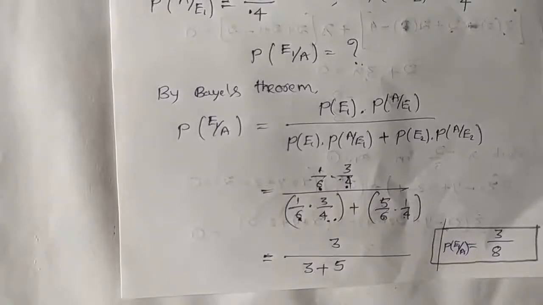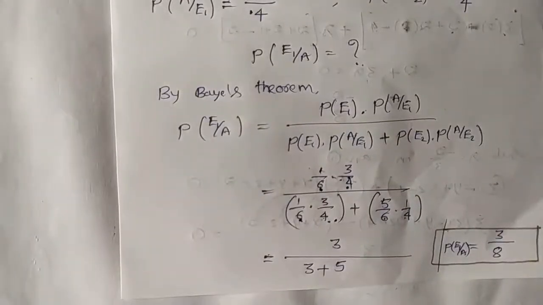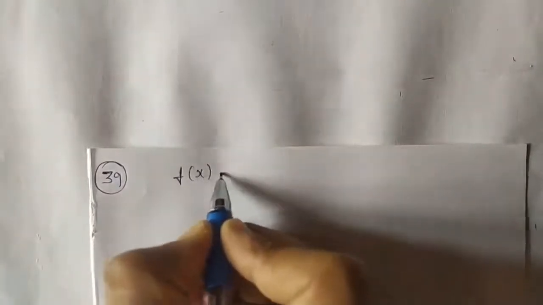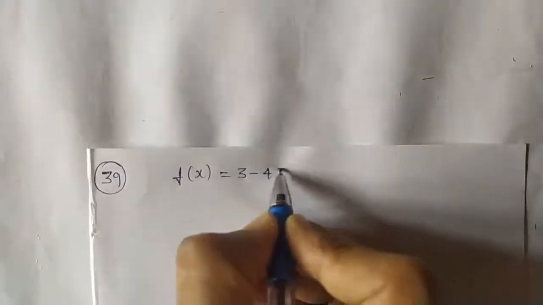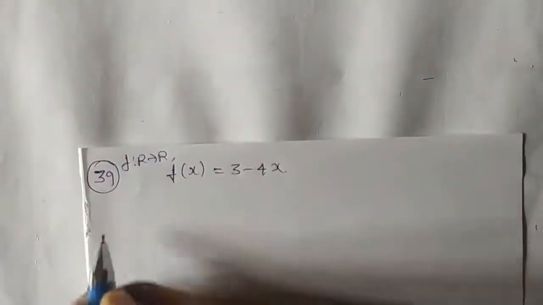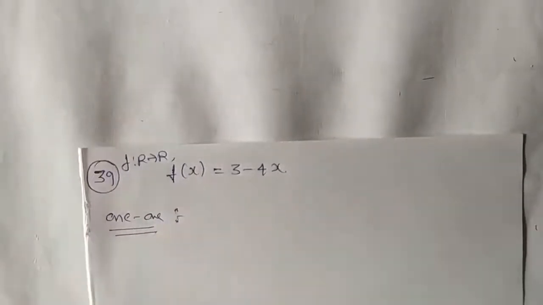Now let us move on to the 5 marks questions. See the 5 marks question in your question paper, 39th question. Check the one-one and onto of the function f from R to R defined by f of x equals 3 minus 4x. Let us check the one-one function.